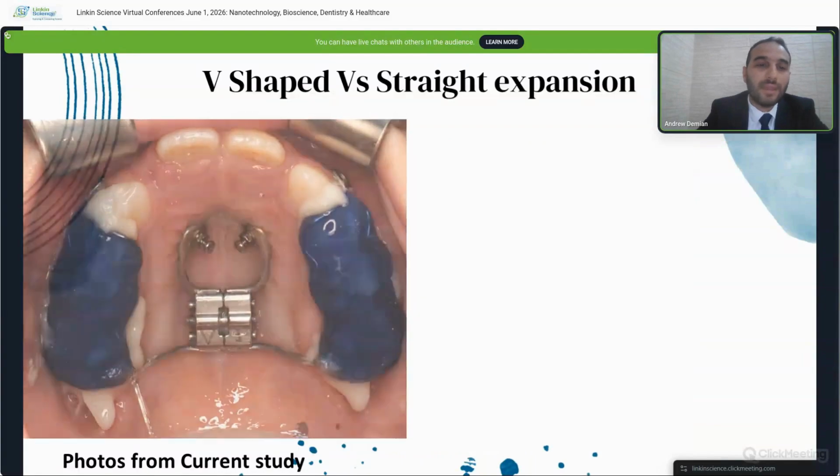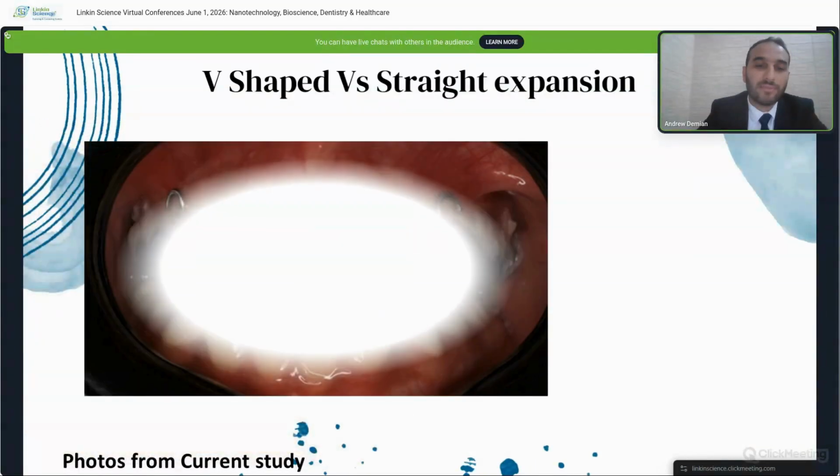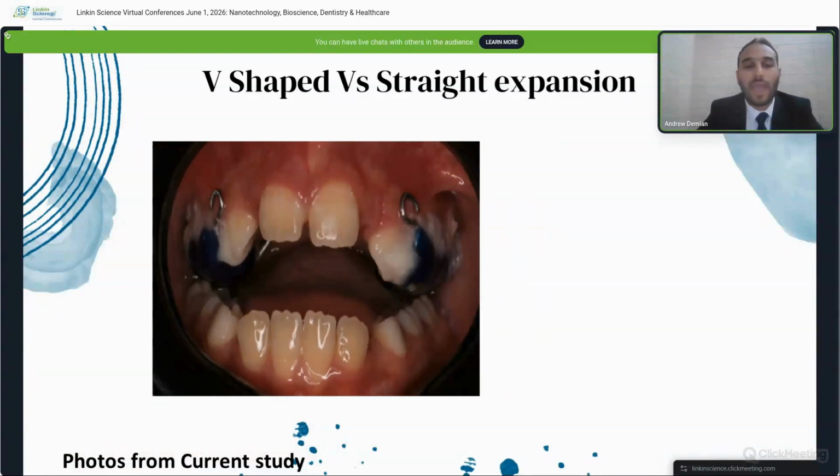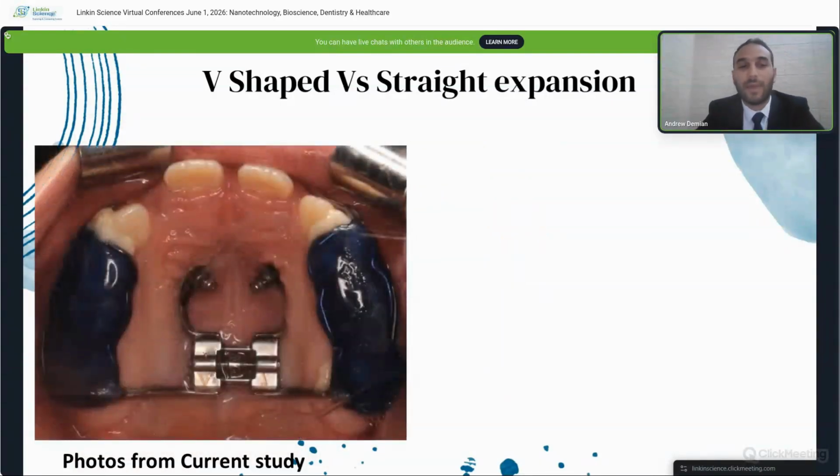So as you can see now, when we apply the hybrid expander, the end result is a very straight expansion, an equal amount of expansion anteriorly and posteriorly, rather than a very, very wide expansion anteriorly like in the previous photos.